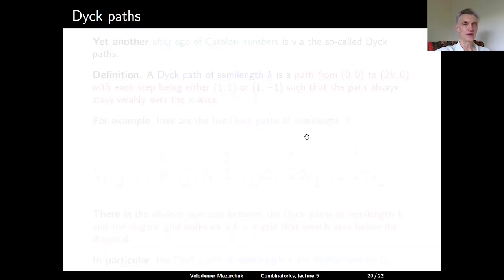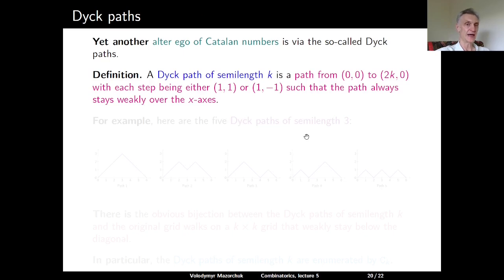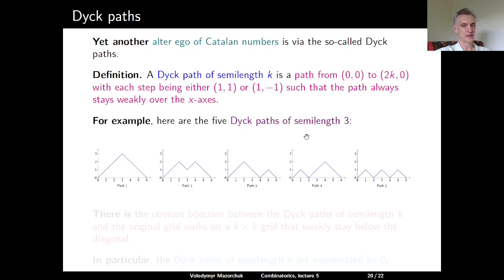One last appearance of Catalan numbers is by the so-called Dyck paths. So, definition: a Dyck path of semilength k is a path in a plane from the origin to the point 2k, 0, where each step of the path is either 1, 1 or 1, -1, and such that the path always stays weakly over the x-axis. So for example, here are the 5 Dyck paths of semilength 3.